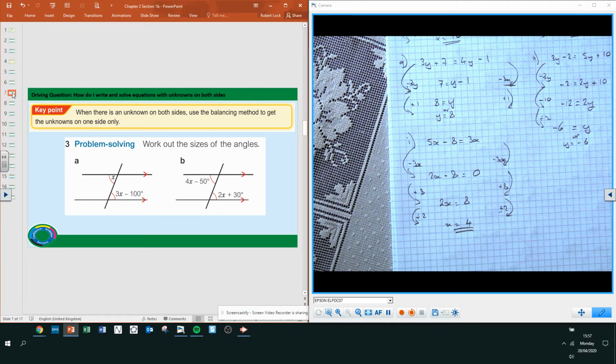Next question. Pause it. Have a go at the question. Remember, trying to work out the size of the angles. Off you go.